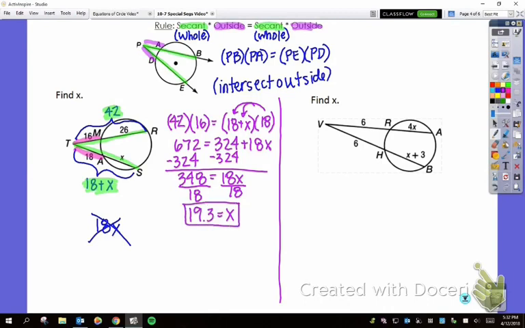And it just asks us to find x, so that's it. Okay, so let's do one more example.